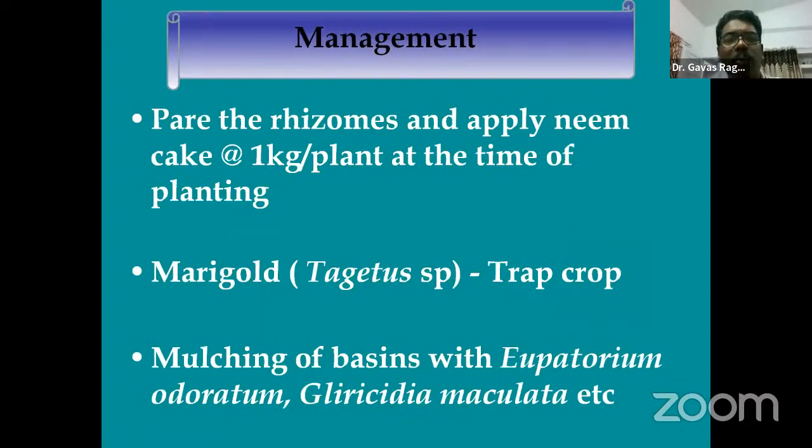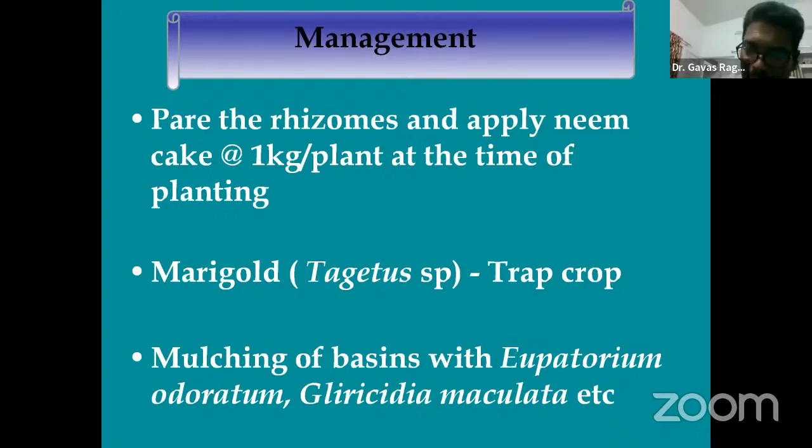So how to manage this nematode pest? For that, we have to pare the rhizomes. We have to chisel away and remove the infected portions, and we can apply neem cake at the rate of 1 kilogram per plant at the time of planting, which is an excellent organic method in managing plant parasitic nematodes. We can also grow a trap crop called marigold, Tagetes species, which produces anti-nematode chemicals called alpha-terthienyl.